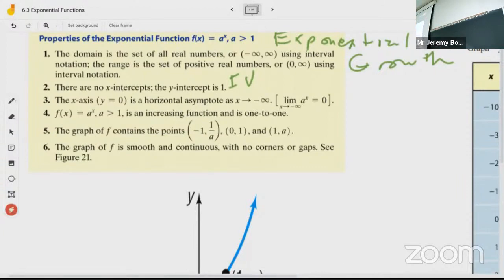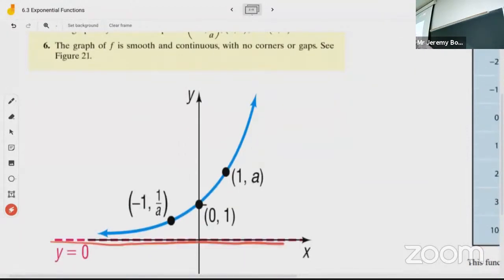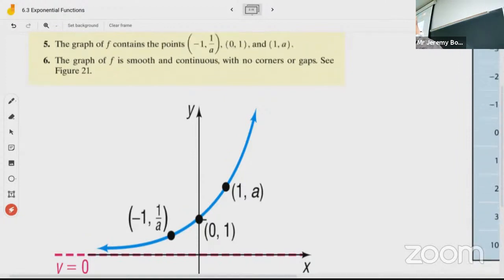Three, the x-axis, y equals 0, is the horizontal asymptote. Y'all don't know anything about limits yet, so disregard that. But that's going to be the horizontal asymptote. Which if we look here, what that means is that it's going to get closer and closer to that line, but never actually intersect it. It's never going to actually touch it. It's going to get closer and closer as we go along, but never actually touch it. Now that may shift, like I said, if the graph shifts up or down.